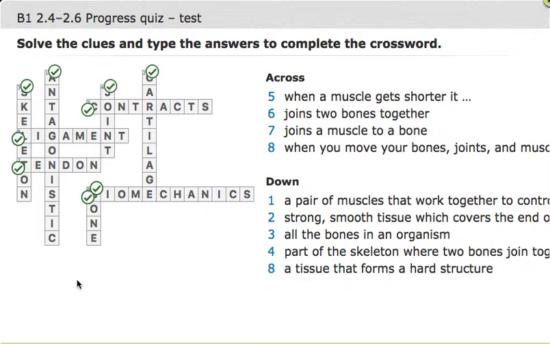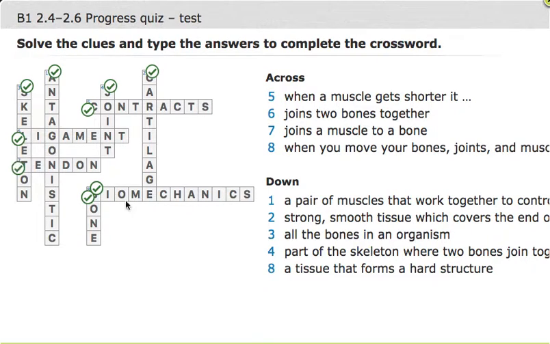Strong, smooth tissue that covers the end of the bones. That is the cartilage. It should be there. Yeah, sorry, I couldn't find it for a second. Cartilage. That's used to stop the bones from rubbing together. All of the bones together.